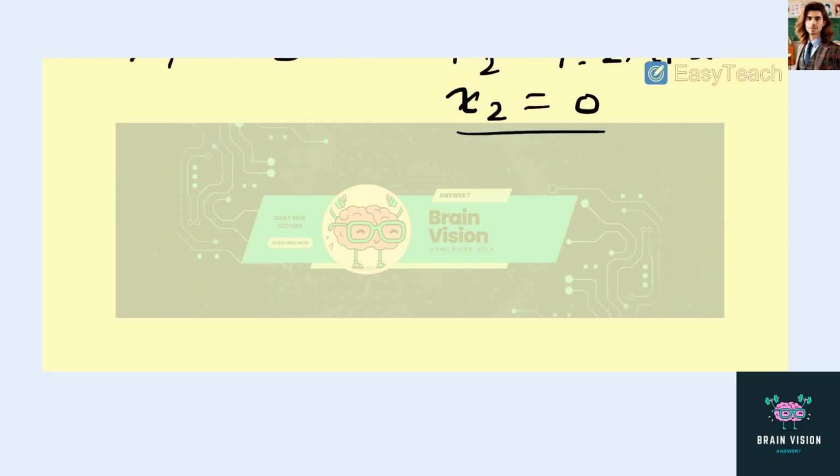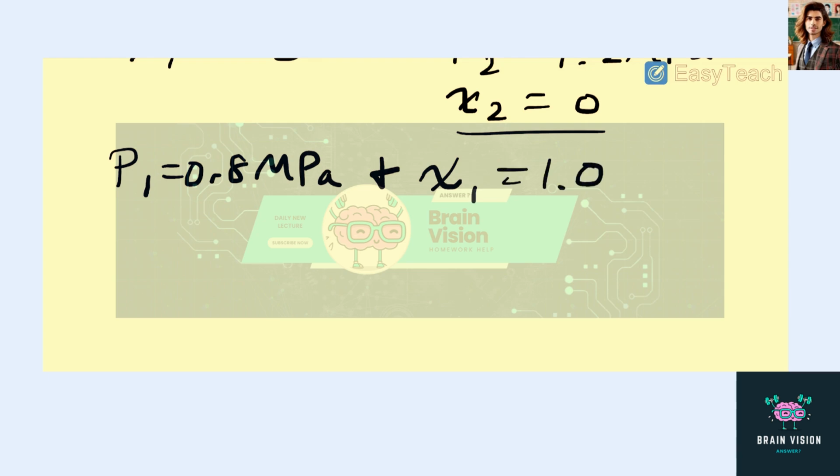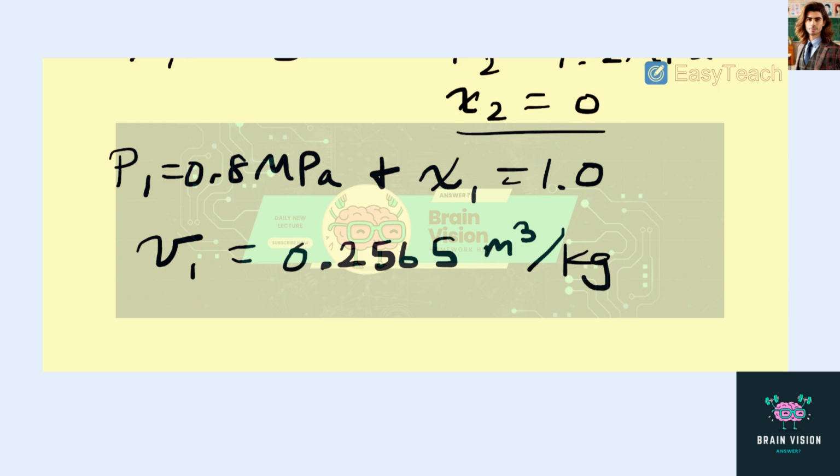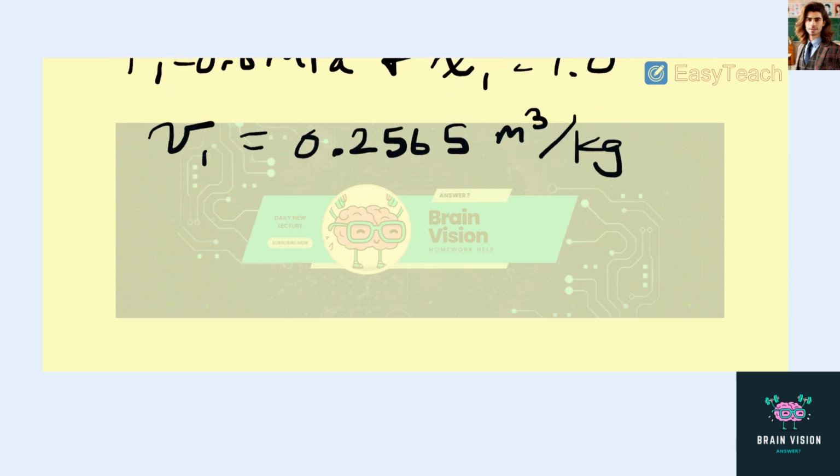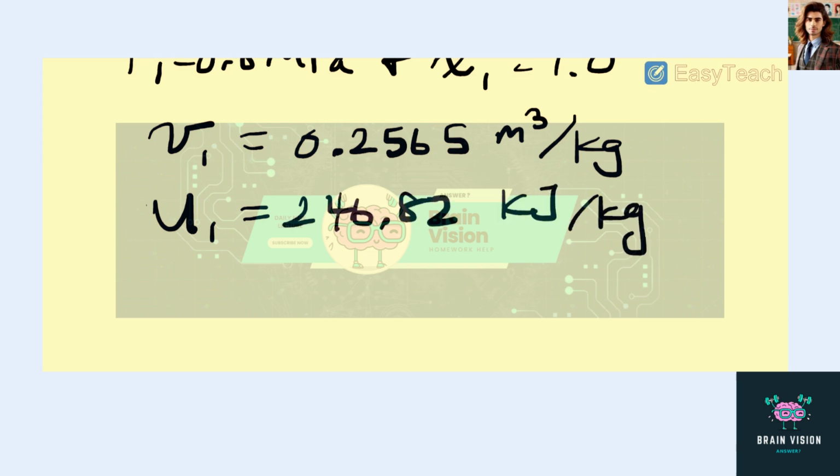What we're going to do first is solve for the specific volume. We know from the refrigerant table A-11 that at P1 equal to 0.8 MPa and a quality equal to 1.0, our specific volume v1 will be equal to 0.2565 cubic meters per kilogram. Similarly, using those same quantities, we're going to solve for the internal energy, and we see that internal energy u1 will be equal to 246.82 kilojoules per kilogram.